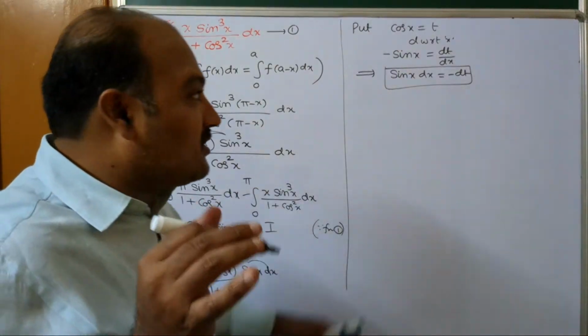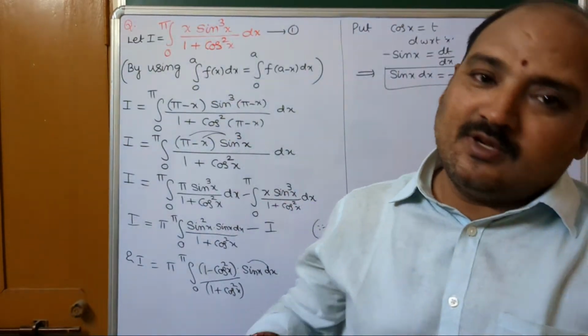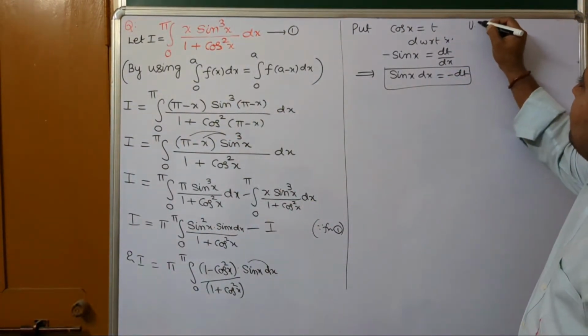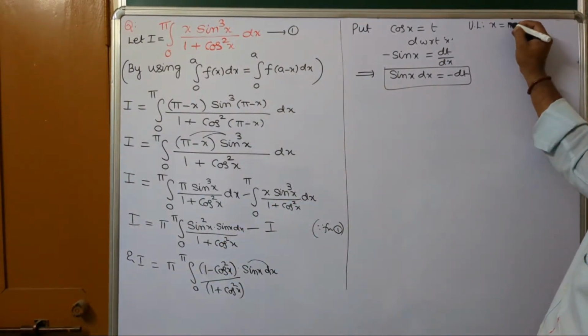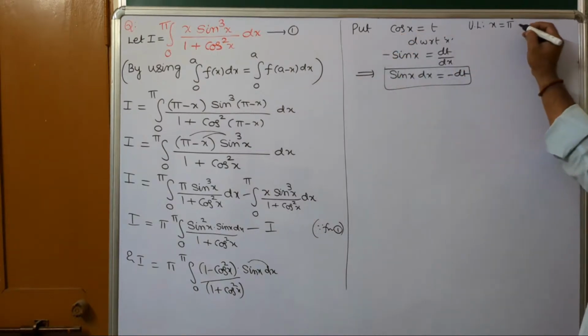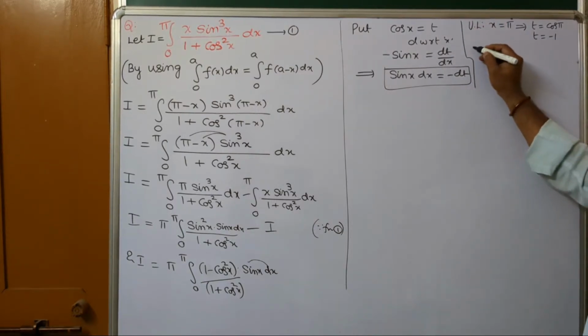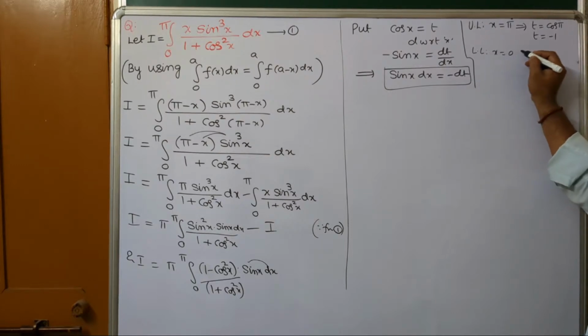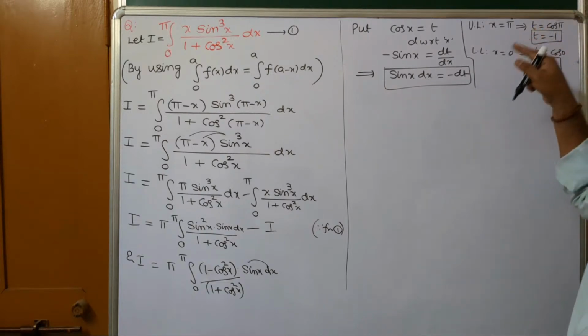But I said already important thing, whenever you are taking assumption, limits will change. So upper limit first I am going to calculate. Upper limit x is equal to pi. So x is equal to pi, substitute in this assumption. So t is equal to cos pi. What is cos pi value? -1. So t value -1, upper limit value -1. Next lower limit, when x is equal to 0, t is equal to cos 0, that is equal to 1. So lower limit is 1, upper limit is -1.